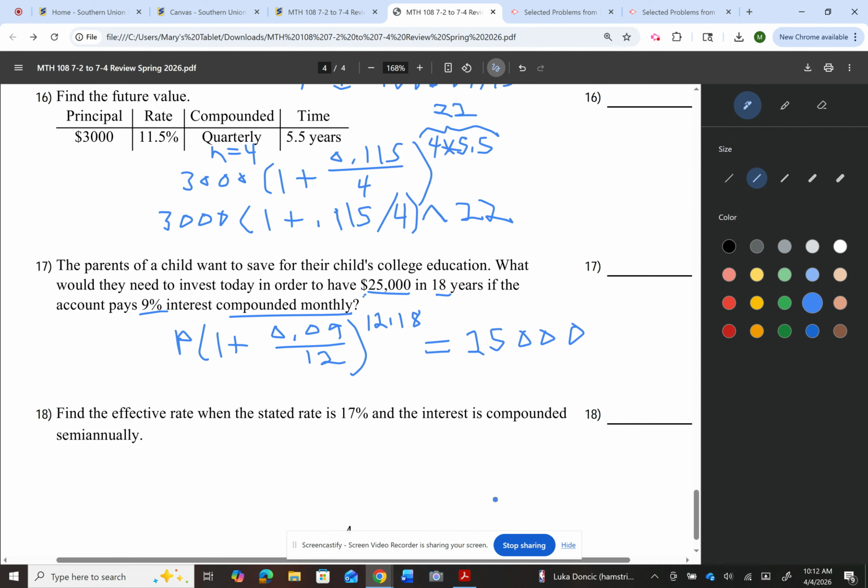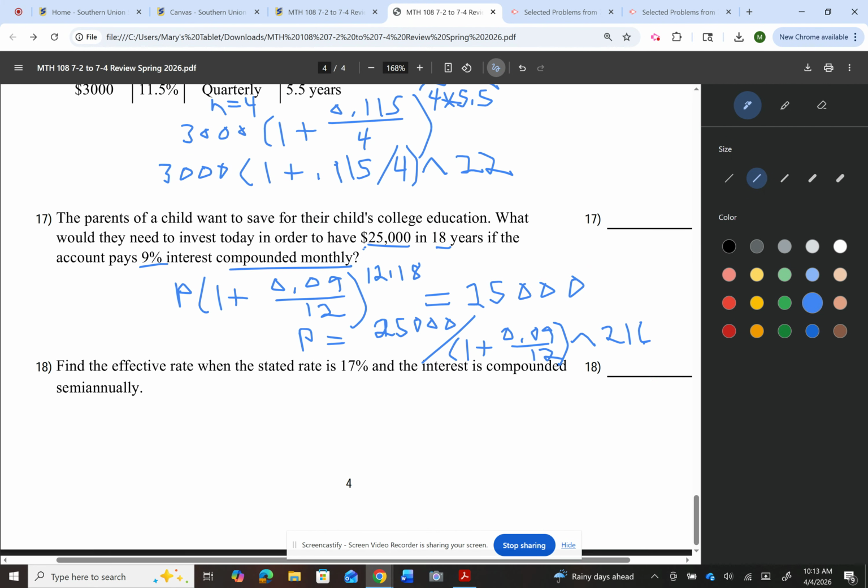So you're going to need to take your 25,000 and divide it by 1 plus 0.09 over 12, raised to whatever 12 times 18 is. I think it's 216. So 12 times 18, to the 216 power. And you can try that to double check your answer looking at the answer sheet.